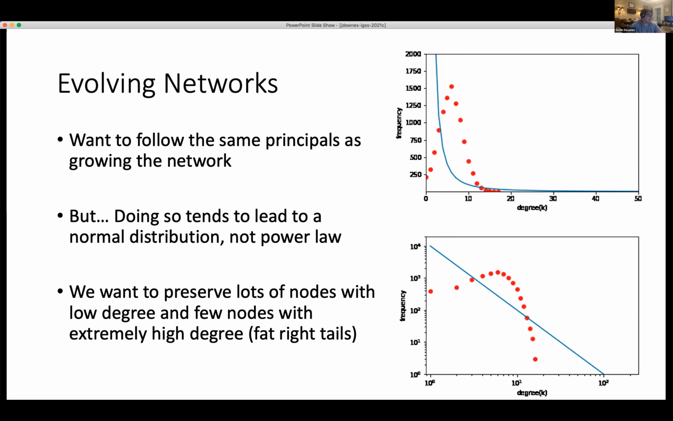What I found is that if we just follow these same principles, so we randomly remove edges and then we grow edges on existing nodes, but following those same rules, the degree distribution tends to go to a normal distribution, as you can see on the right, versus what was expected in the previous graphs.